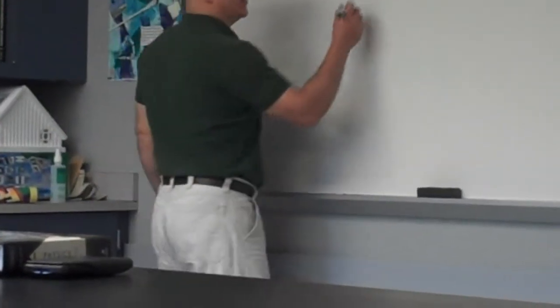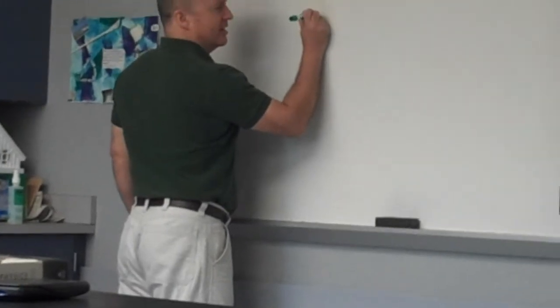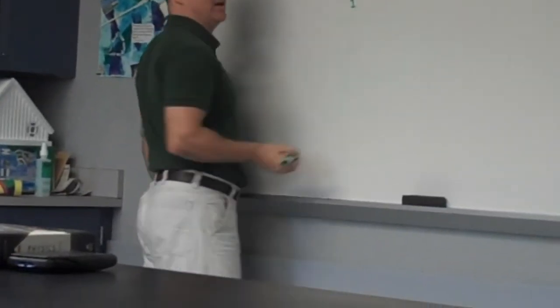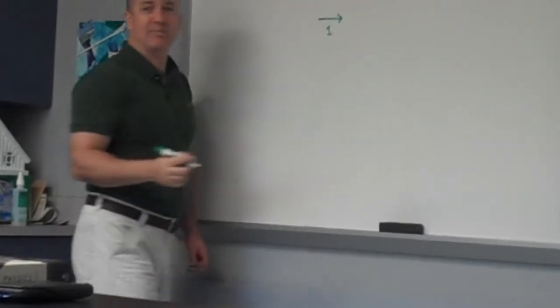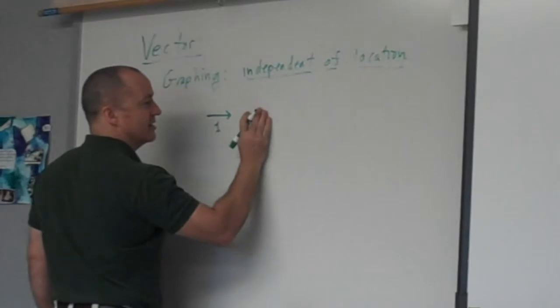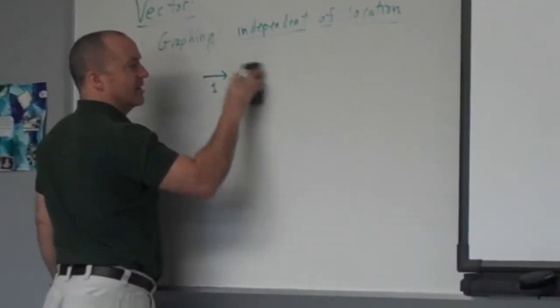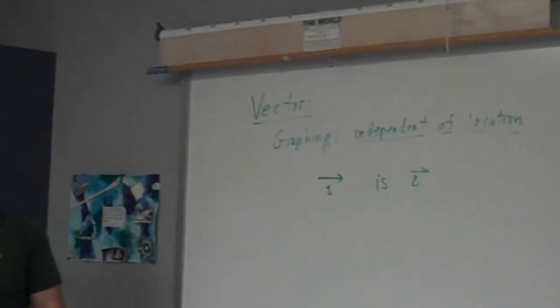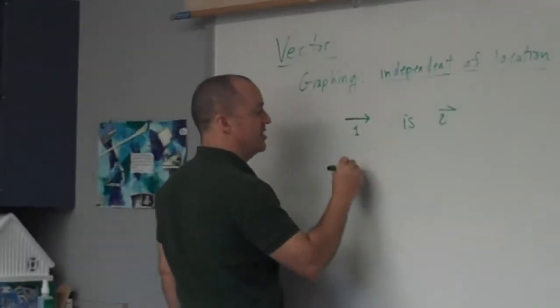Here's another way to think of vectors. If you have a horizontal vector with a length of 1, this vector gets a special name. And this is going to be confusing a little bit. This is your I vector. It's called a unit vector because it's 1 unit long.